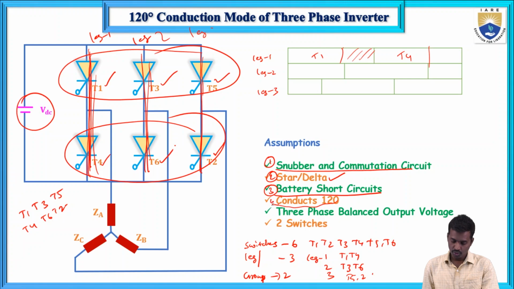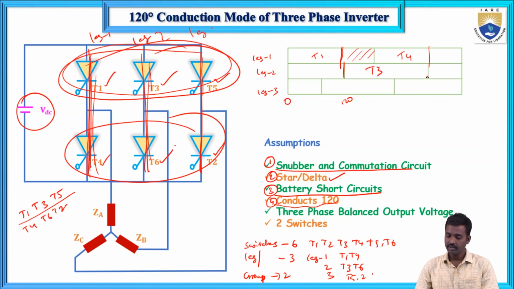Next, this is the fourth assumption, and the fifth assumption. In order to get a balanced three-phase output voltage, each thyristor in the upper group conducts at an interval of 120 degrees only. What are the upper group switches? T1, T3 and T5. T1 starts at 0 degrees, T3 starts at 120 degrees and T5 starts at 240 degrees.